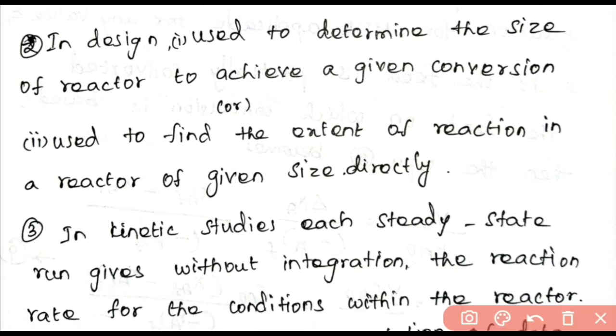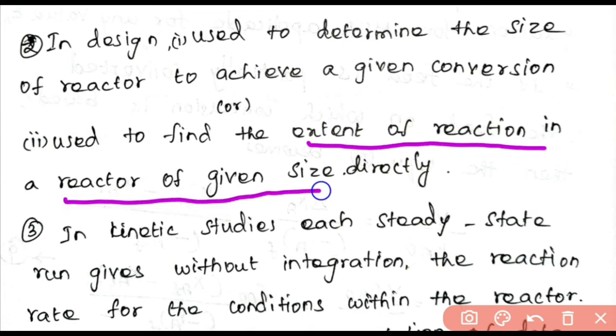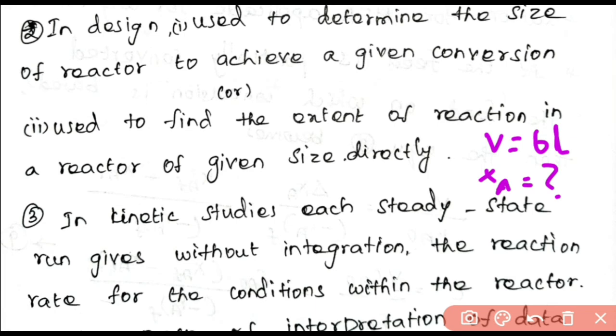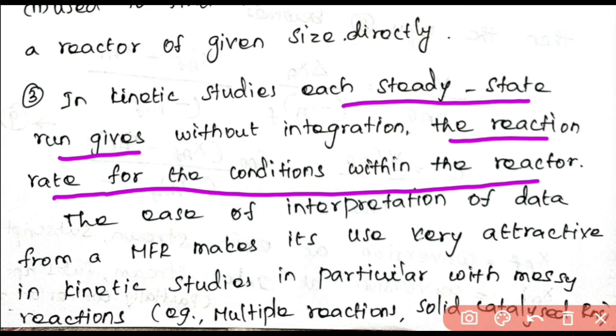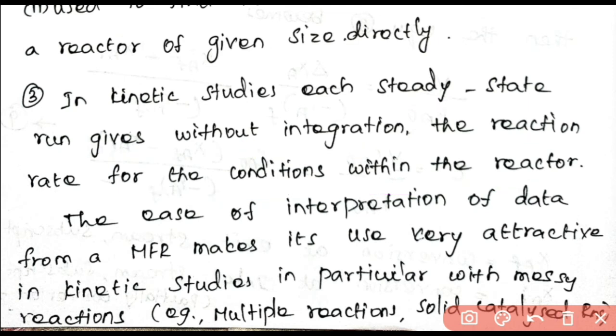Next, it is used to find the extent of reaction in a reactor of given size directly. That means at specified conditions for the given volume of the reactor, you can calculate the conversion from the performance equation of the mixed flow reactor. Then it is used to study the kinetics of the reaction. In a mixed flow reactor, each steady state run gives the reaction rate for the conditions within the reactor without any integration, so you can directly calculate the reaction rate.